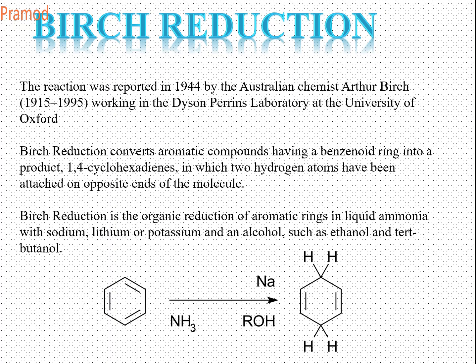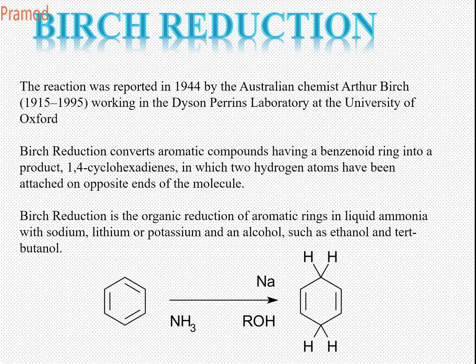So if you see, you convert your benzene into its corresponding 1,4-cyclohexadiene. If you see 1, 2, 3, 4, the double bonds are at the first and at the fourth position. Cyclohexadiene, in which two hydrogens are introduced on the opposite ends of the molecule. At the first and the fourth position, the hydrogen gets in, and this reaction takes place in the presence of what?